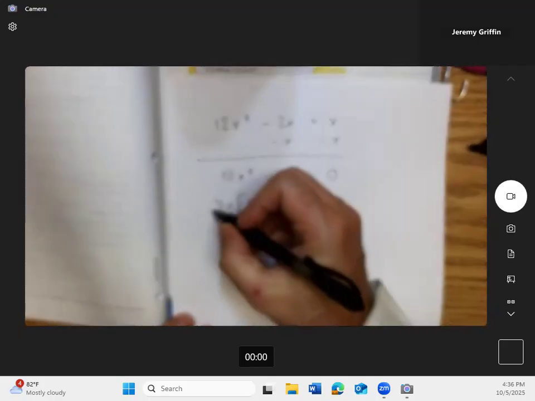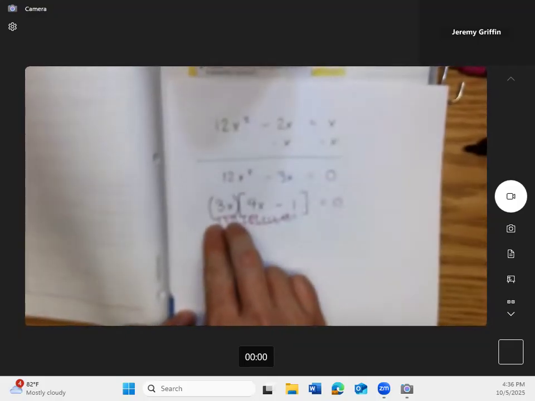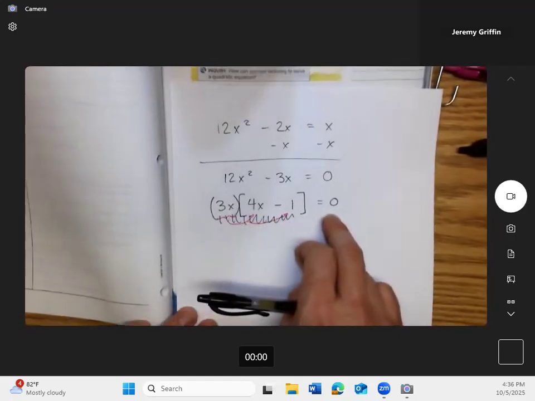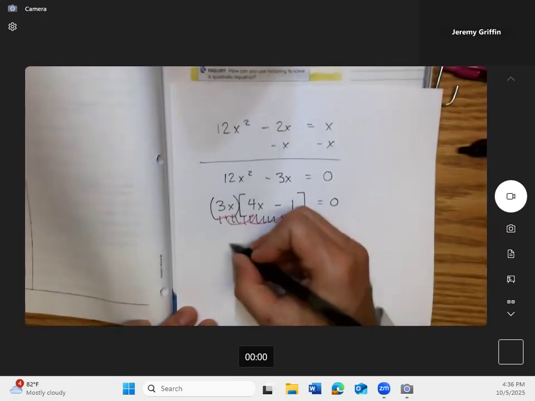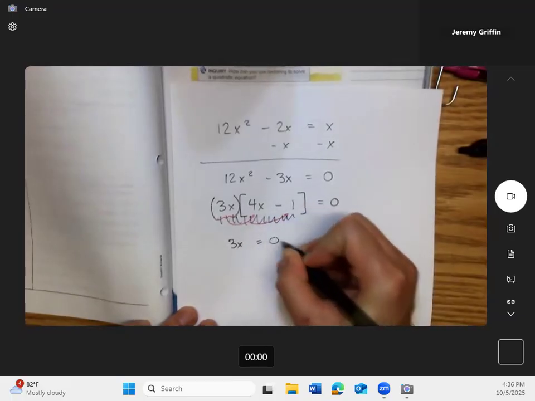Whenever you have two parts multiplied together and equal to zero, that means if either piece is equal to zero, the whole thing is zero. So either 3x could be zero.